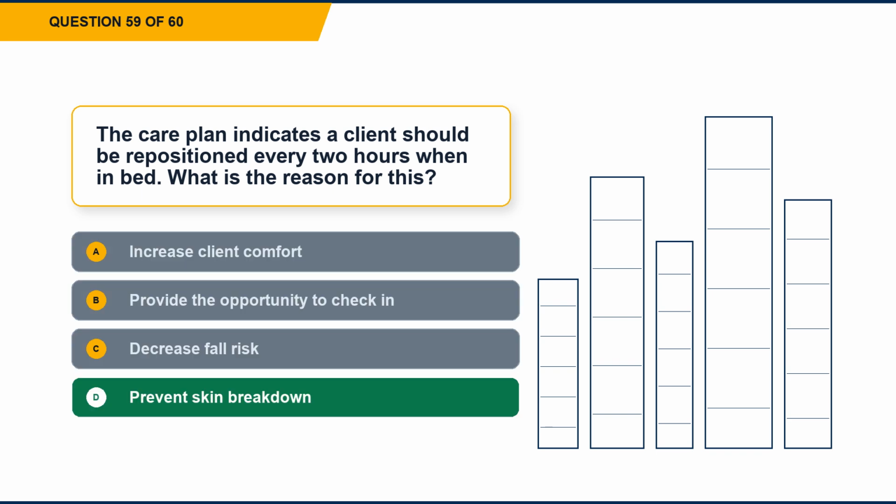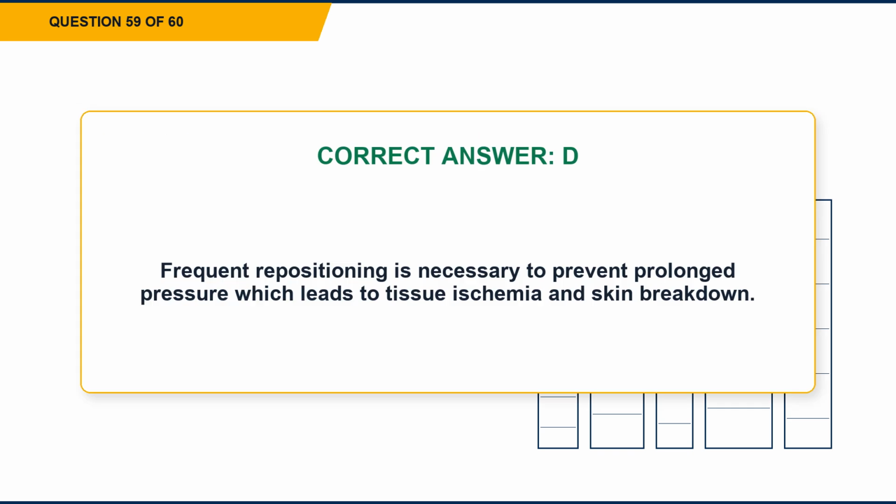The correct answer is option D, prevent skin breakdown. Explanation. Frequent repositioning is necessary to prevent prolonged pressure, which leads to tissue ischemia and skin breakdown.